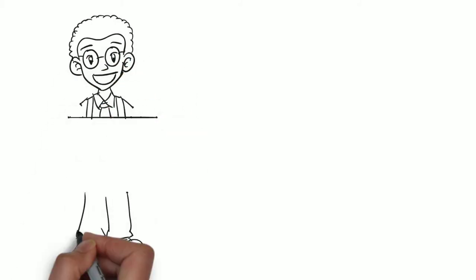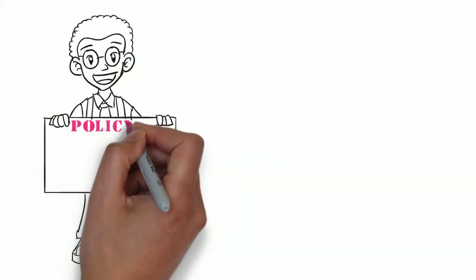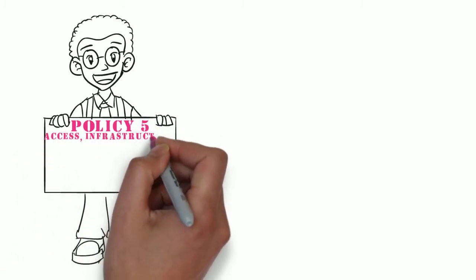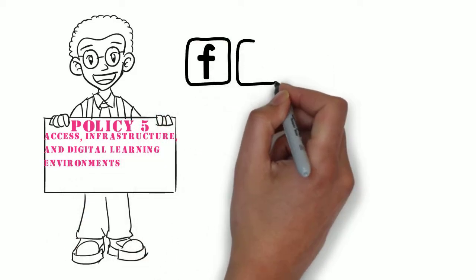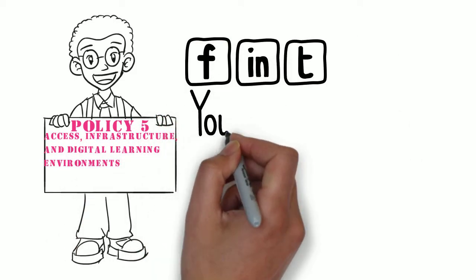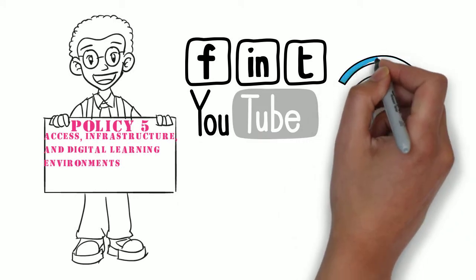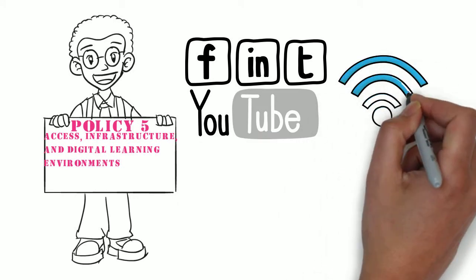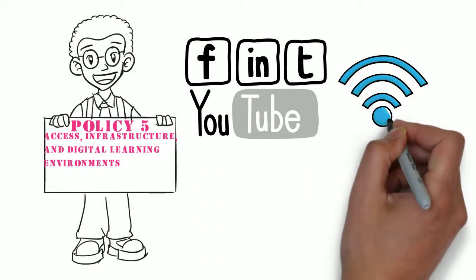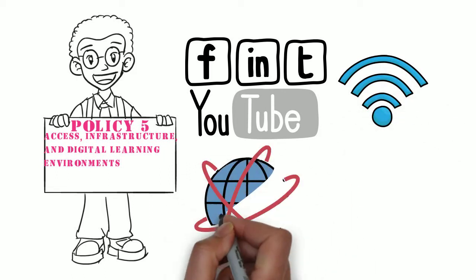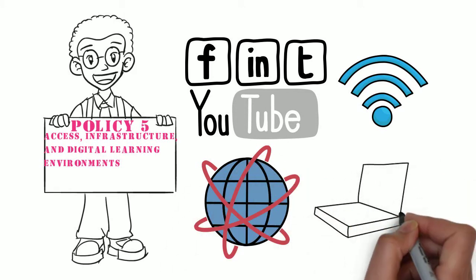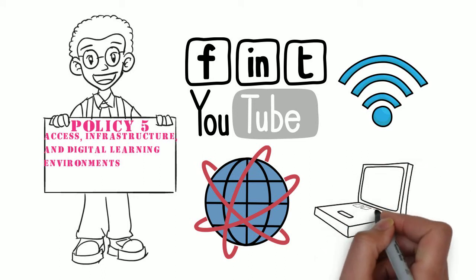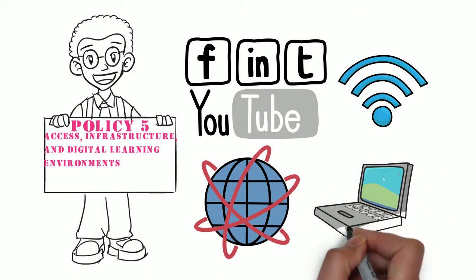Policy 5, access, infrastructure, and digital learning environments, is making sure that all students, while they're in school, have access to technology, have access to the internet, to a laptop, to different educational apps that are being used in the classroom, that they can connect while in school and also do schoolwork and connect to the school outside of school through things like Google Classroom, Moodle, and things like that. And it's also making sure that students are connected to the community and the world as a whole.